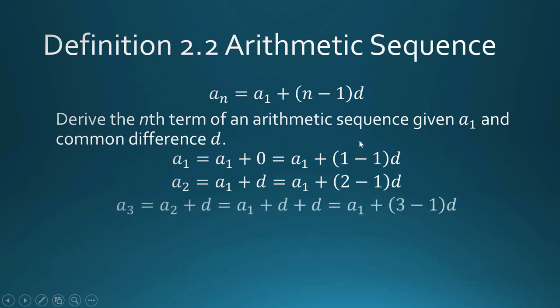Okay, we now go to the third term. So to get to the third term, you need the second term. You add D to the second term. But in order to get to the second term, you actually started from the first. Okay, look at this. A sub 3 is equal to a sub 1 plus 2D or 2 times D. Or 3 minus 1. Again, compare this with our formula. So that is how we can derive the formula to get the nth term of an arithmetic sequence.